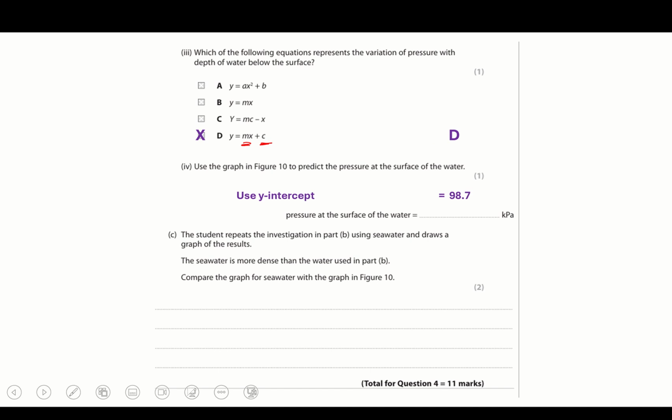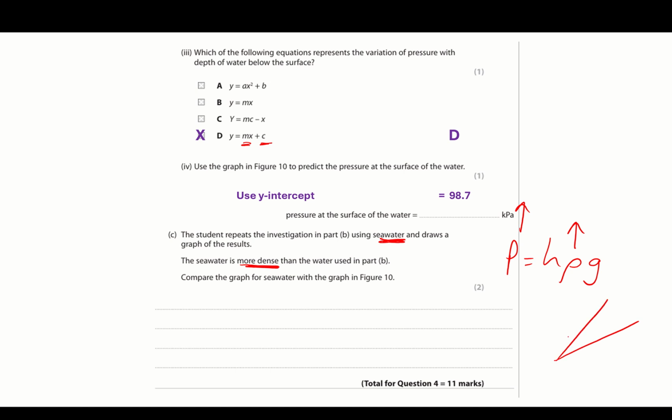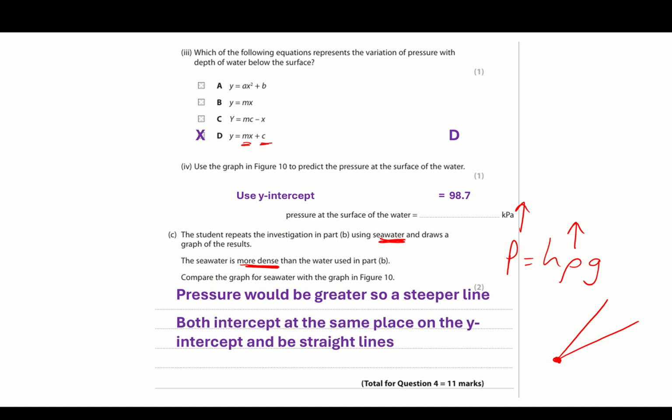The student repeats the investigation using seawater, and it tells us seawater is more dense. So compare the graph. We know P equals h rho g, and if this part's going up, why have I put a down arrow? If the density goes up, the pressure will go up. So if it was doing that before, it's going to go up and it's going to be a steeper line. It's going to intercept at the same point because we haven't changed the atmospheric pressure. So the pressure would be greater, so there's a steeper line, and both would intercept at the same place because the atmospheric pressure is the same.